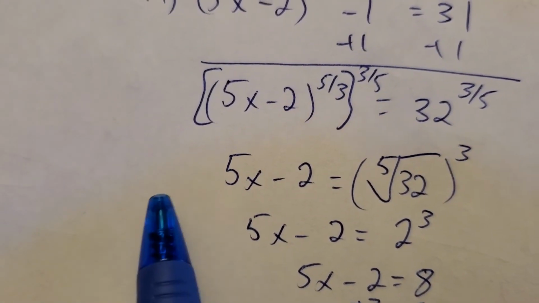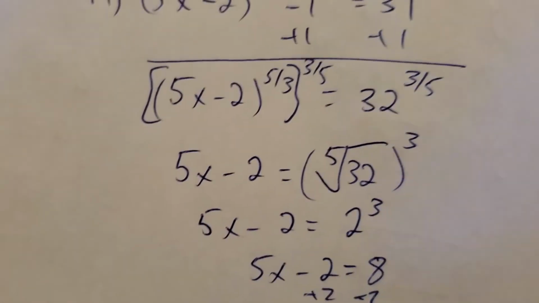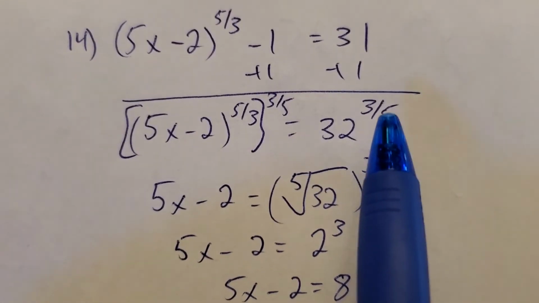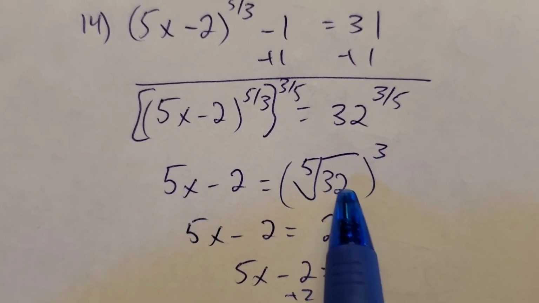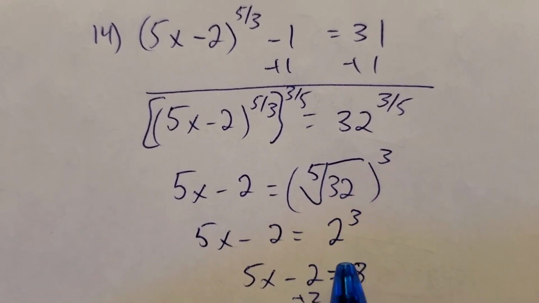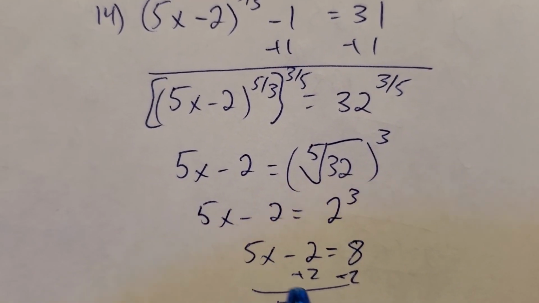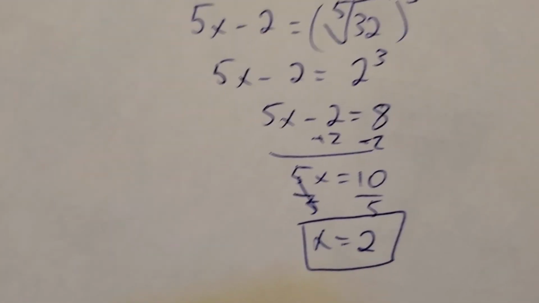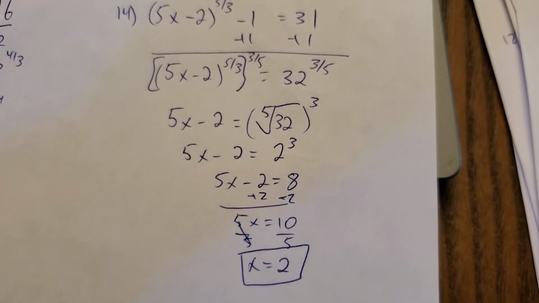And then power raised to a power, you multiply them. And when you multiply reciprocals, they reduce to 1. So we just have 5x minus 2 is equal to 32 to the 3/5. That becomes the 5th root of 32. That whole quantity is being cubed. Well, the 5th root of 32 is 2, because 2 times 2 times 2 times 2 times 2 is 32. And then 2 cubed is 8. So 5x minus 2 is 8. We add 2 to each side. We get 5x is 10. Divide by 5, and we get x is equal to 2, which is our final answer.